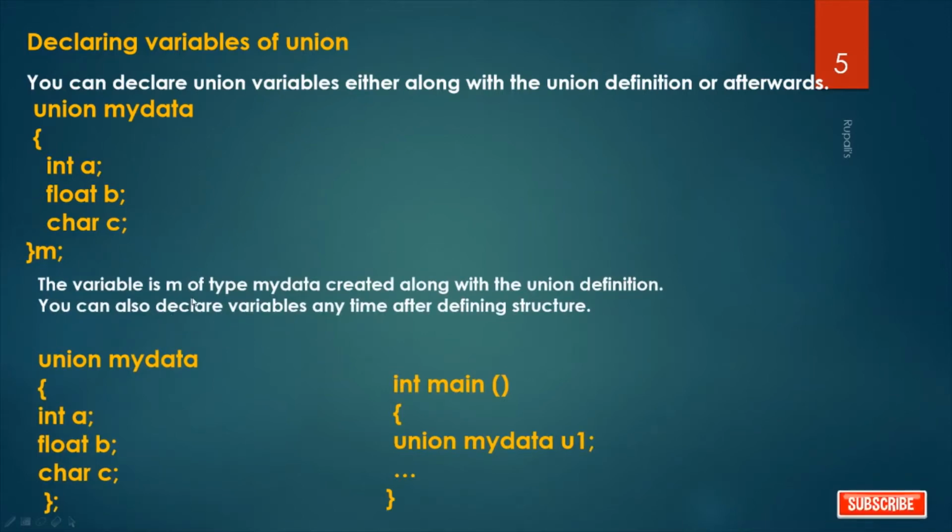The variable m of type my data is created along with the union definition. You can also declare variables anytime after defining the union. See here, we define the union here, and in main we declare a variable of type my data. So you have to write union my data, then the variable. Here we declare union my data u1 in main.